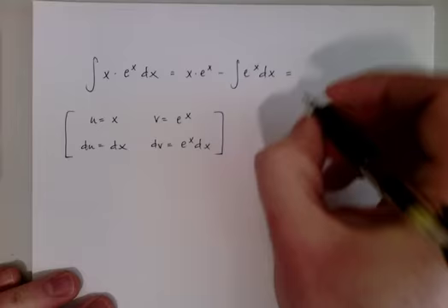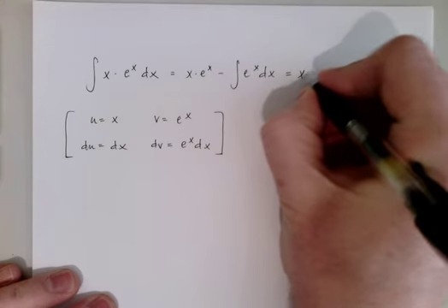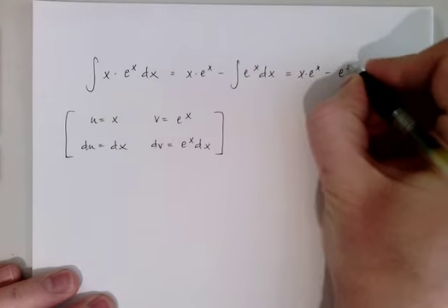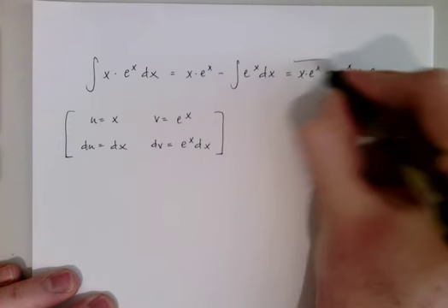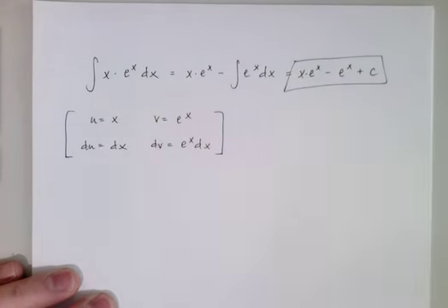And once I get to here, it's very obvious that it's x times e to the x minus e to the x plus c.